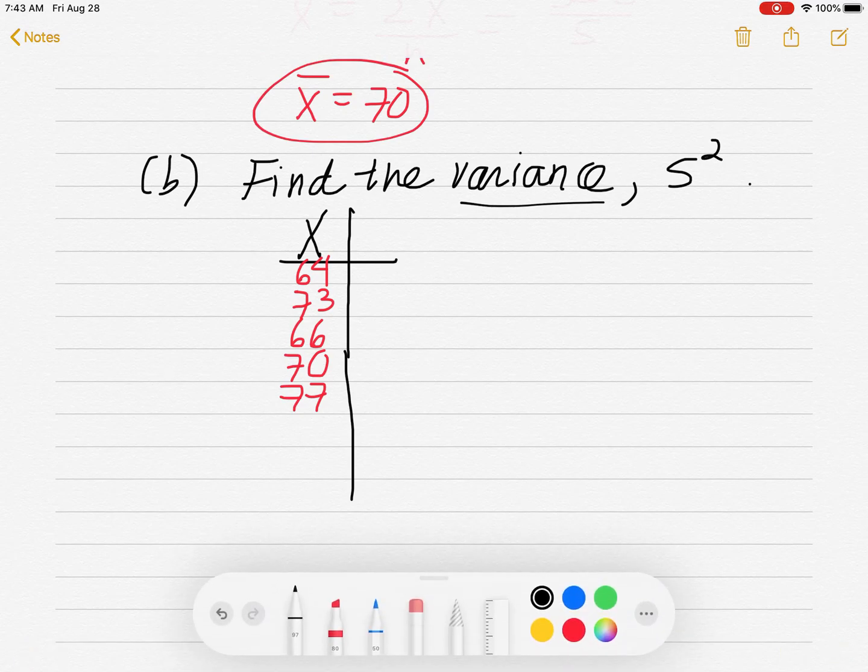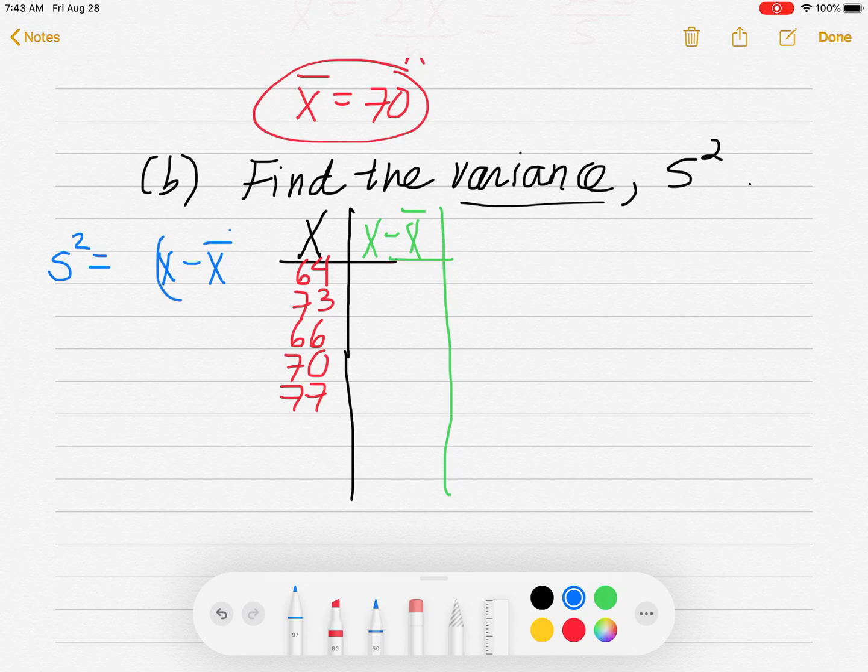Now in the next column, I'm going to call it X minus X bar. Where exactly am I getting this X minus X bar from? Well, if you remember your formula, s squared is the sum of X minus X bar squared, divided by n minus 1. Right now I'm working on this X minus X bar in the formula.